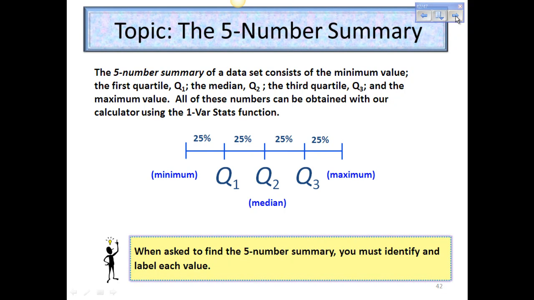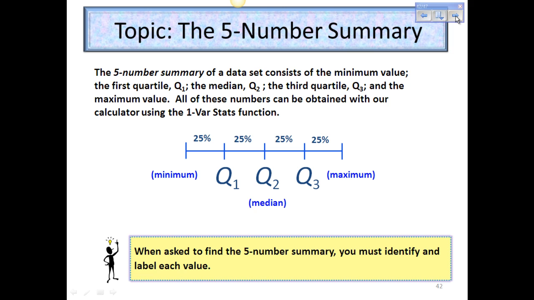The 5-number summary is just another way to summarize our data set. The 5-number summary of a data set consists of the minimum value, the first quartile, the median, Q2, the third quartile, Q3, and the maximum value. All of these numbers can be obtained with our calculator using the one variable stats function, and we talk about how to find that in our next topic.